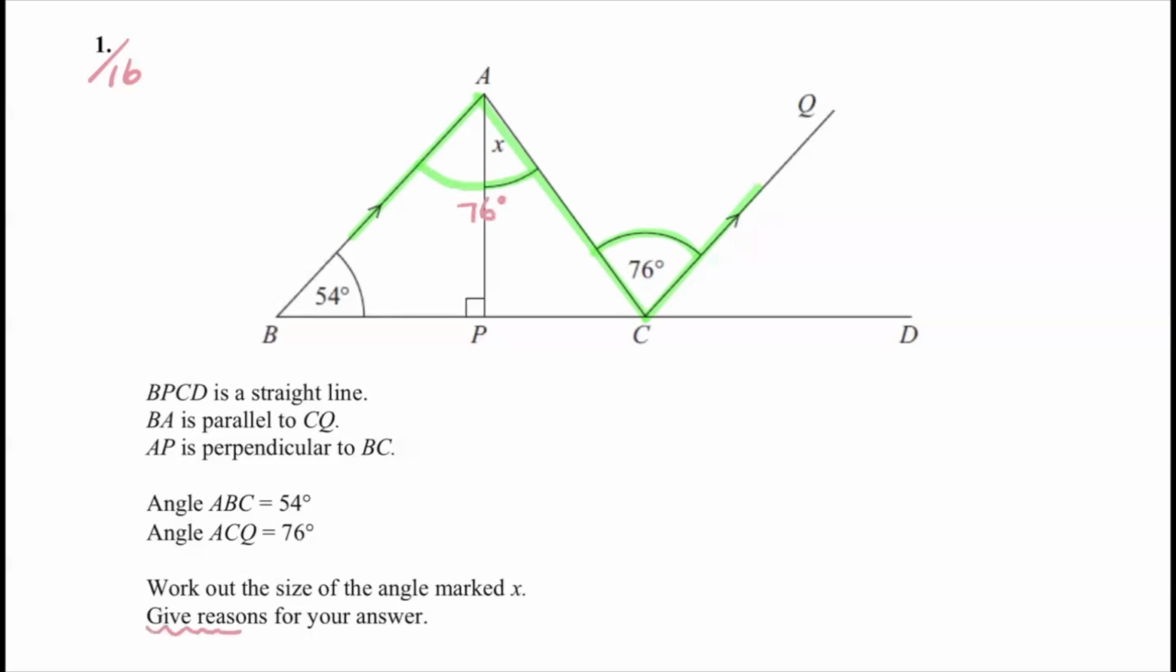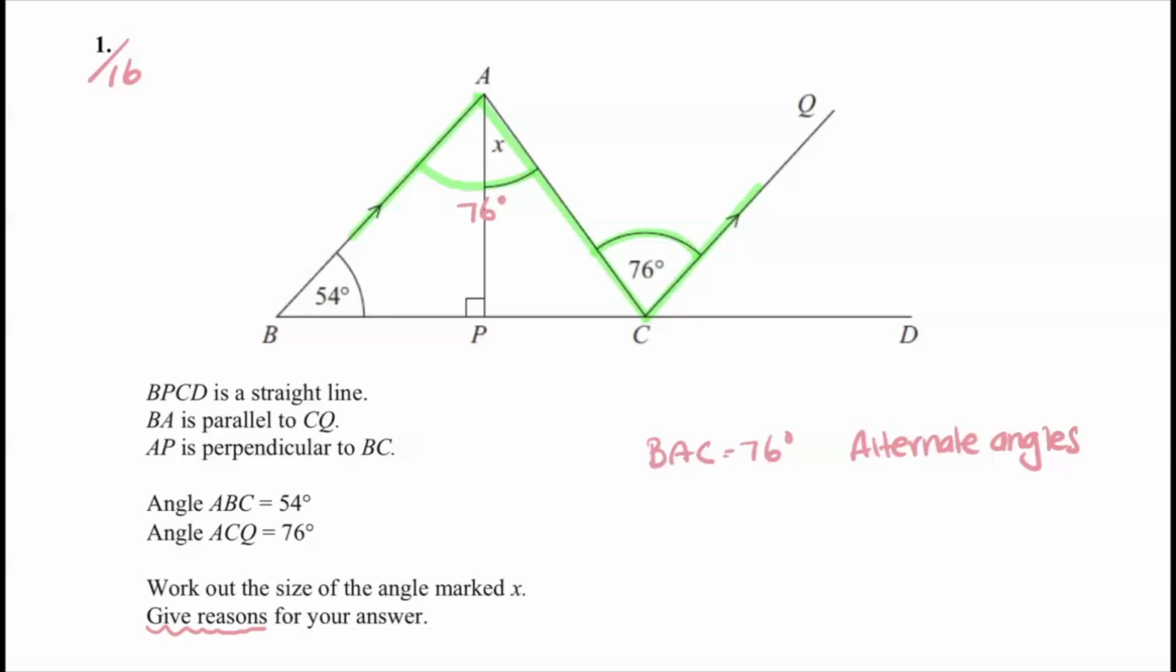I've been told that I have to give reasons for my answers. So I'm going to write them out as I go. So I've used alternate angles. I know it's alternate because I've got that Z shape. And I've used this notation here, BAC. That means I've started at B to A to C. Those two lines create that angle. All right, so that's the notation that I'll be using throughout.